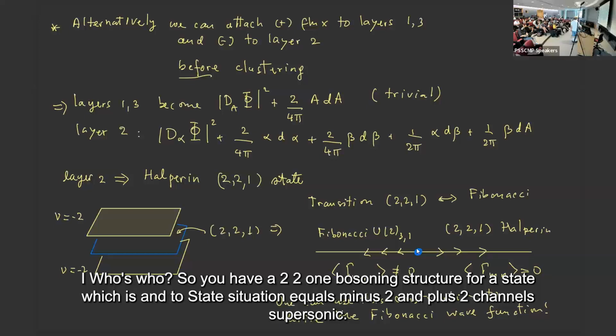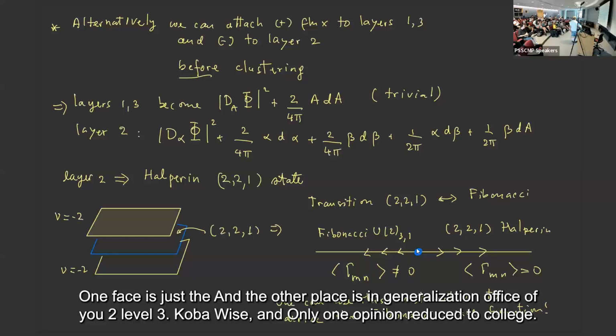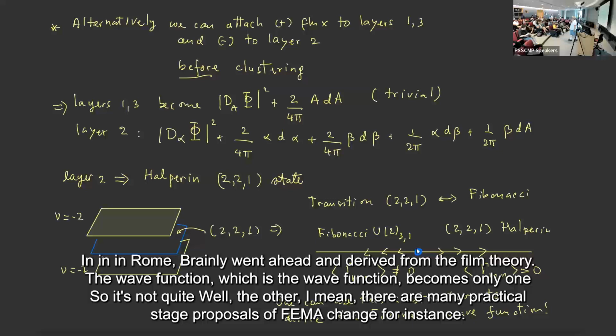In this theory we do a sort of sequential pairing, like clustering. Using the non-abelian formulation, which is described in these notes, or by Pental, Raman, and Hurth, it has two phases. One phase is just the Halperin phase, and the other phase is a generalization of U(2) level 3. There is an additional non-abelian sector that has to be glued together, and that theory has only one anyon, which is Fibonacci. Raman bravely went ahead and derived the wave function from the field theory, which is a nice wave function. It has only one defective thing, so it's not quite in the lowest Landau level if you regularize it.